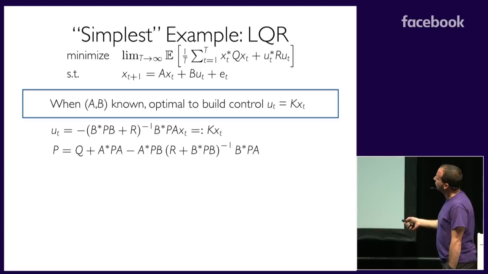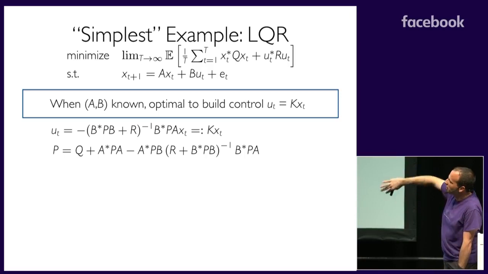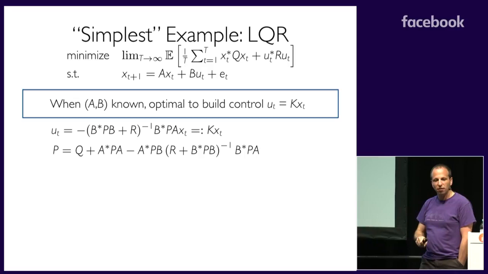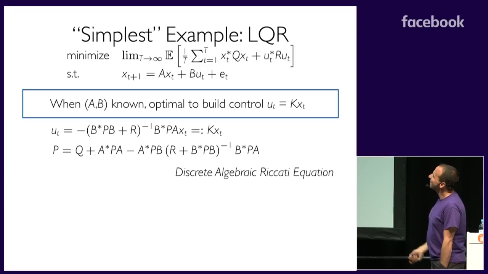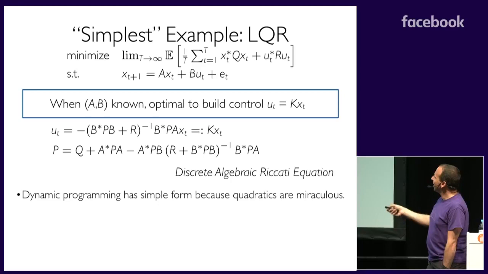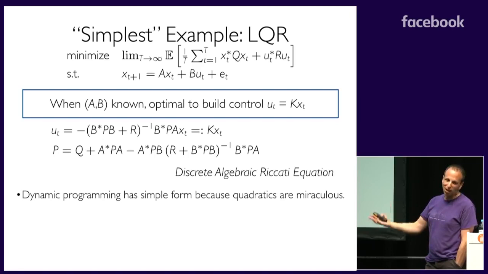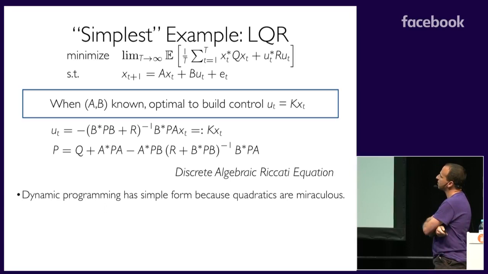And the way you solve for it is you basically just take a limit of the equations on the previous slide. You get this matrix, which is K_x, and the way that you get P is by solving this equation, which is nasty, but is doable. There is a SciPy routine that will solve this for you, so life is good. I don't know if it's in TensorFlow, but Google friends, the DR... This thing is called a discrete algebraic Riccati equation. We should add that. And the dynamic programming here has a simple form because quadratics are a miracle. And this is also probably why we study it so much. Quadratics have all of the properties you want to make this simple.